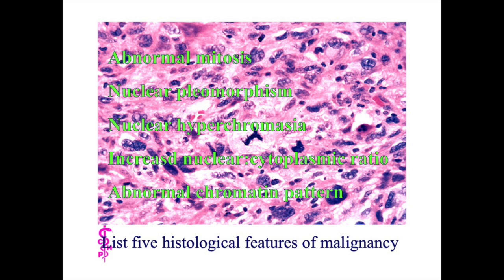Probably the 5 best features to name are abnormal mitoses, that's the Mercedes-Benz sign near the middle, nuclear pleomorphism, the nuclei vary in size and shape, nuclear hyperchromasia, they are very darkly staining in comparison with normal cells, an increased nuclear to cytoplasmic ratio, the malignant cells are short of cytoplasm, and an abnormal chromatin pattern with speckling within the nuclei. Mitoses of themselves are not a particular feature of malignancy.